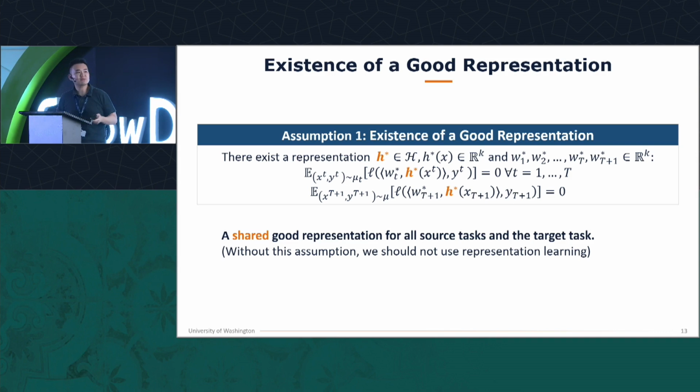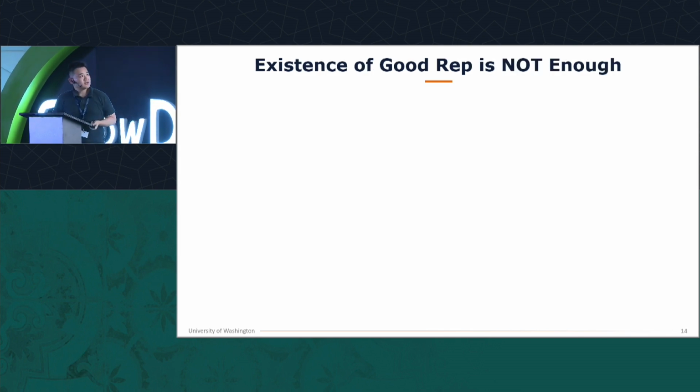Okay? So the next natural question is: if you have this assumption, is it sufficient to show that you can improve the bound for representation learning? Let me show you a very simple example that this assumption alone is not enough. You need some further assumption in order to show that representation learning really helps. So let's consider this example.